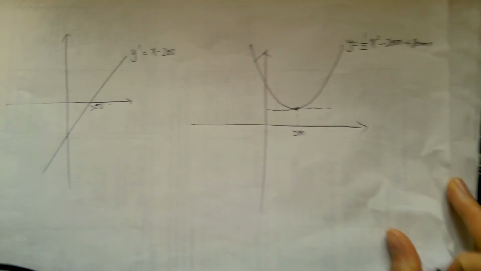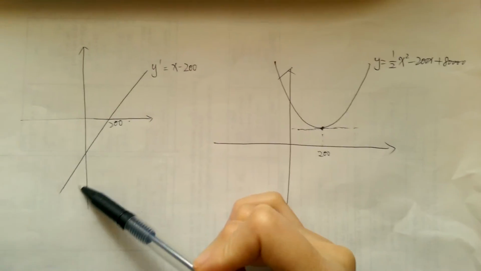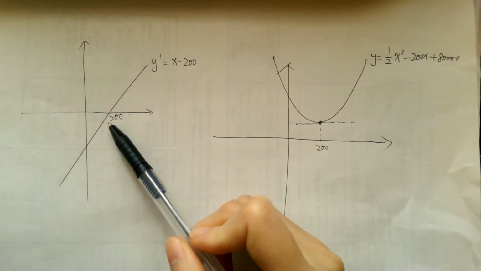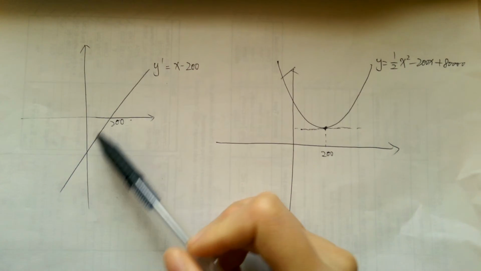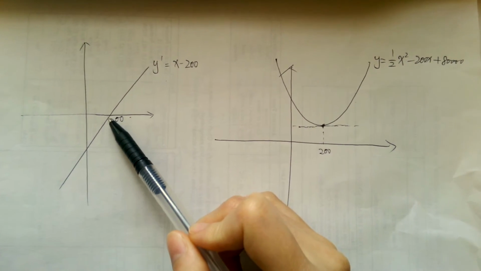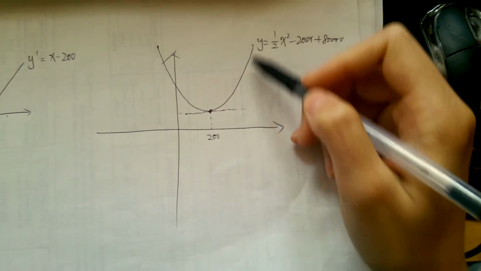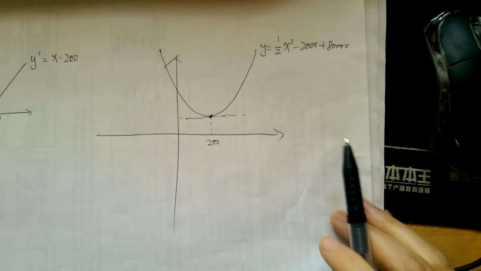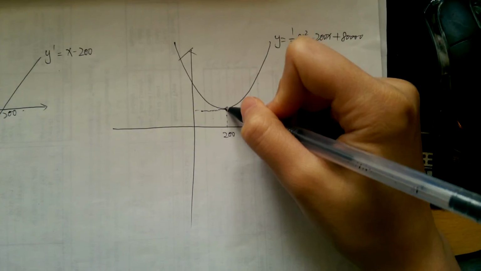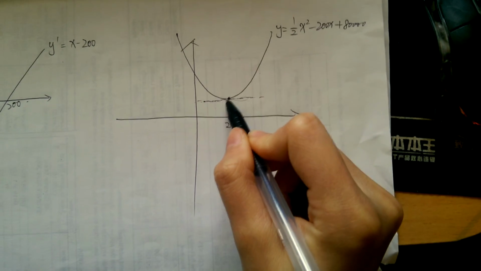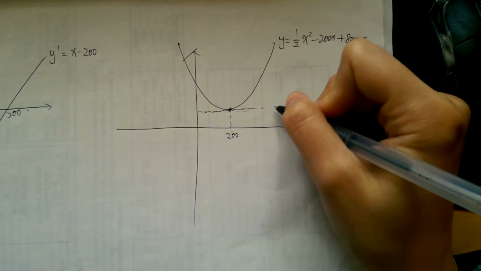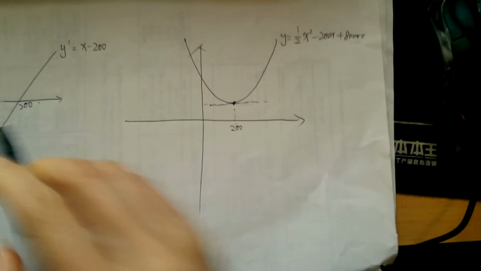We can also show this by a diagram. This will be the derivative of y, the slope, and when x is 200 it will be 0. And there will be the curve of y, the equation of y, and when it's around 200, the slope will be 0. So at this point the slope will be 0, which equals the point here.